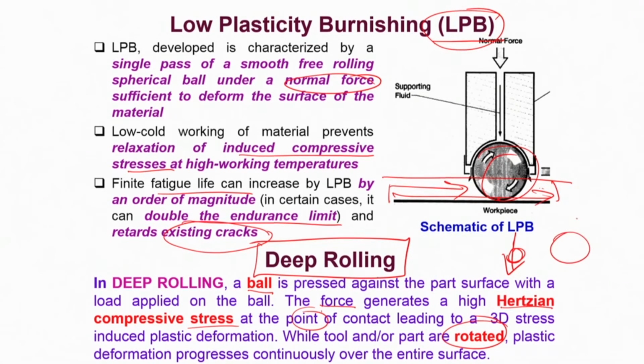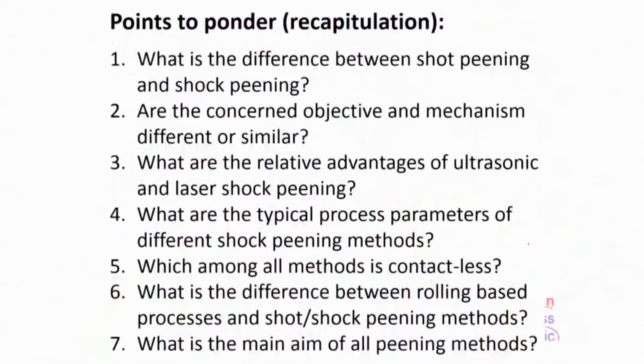So, this is the object which is rotating at very high RPM, and at the same time there is a state of stress applied onto that. So, there are multiple rotations while the ball is moving over the surface. So, the degree of deformation is larger, and this can continuously progress over the entire surface area. So, this plastic deformation will be deeper, and hence the residual stress that you develop would be greater in amplitude and deeper in depth.